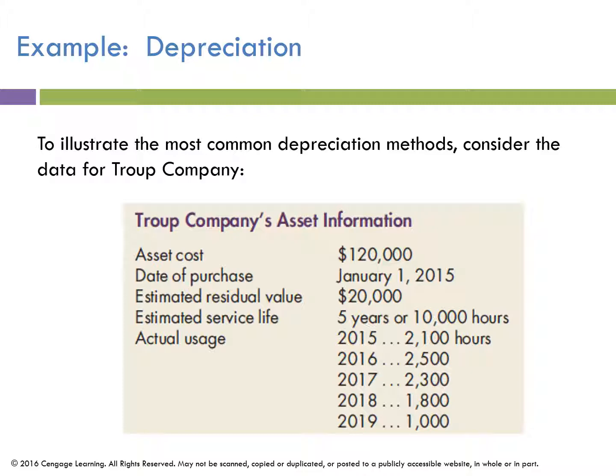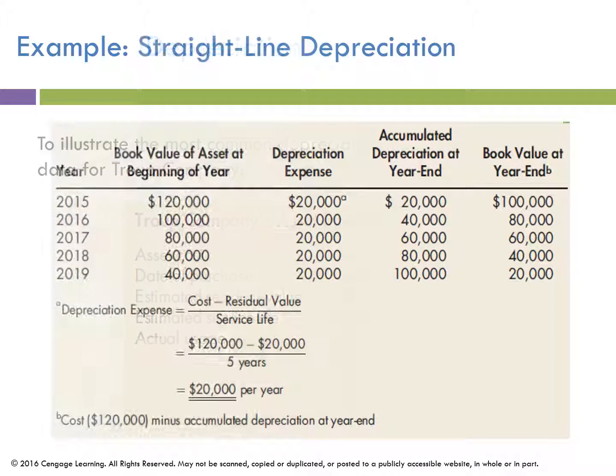It is on page 11-4. So, to calculate straight line, remember it's a formula. We are calculating annual depreciation expense by taking the cost of the asset, $120,000, minus the residual value, what we expect to sell it for when we're finished using it or what it'll be worth, dividing it by the number of years we expect to use it, 5 years.